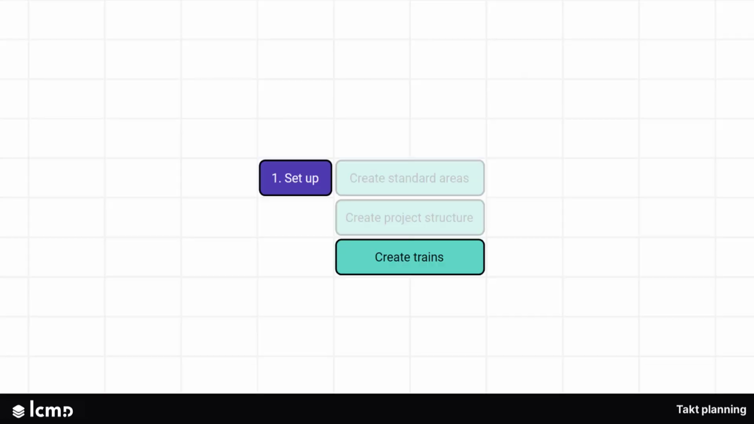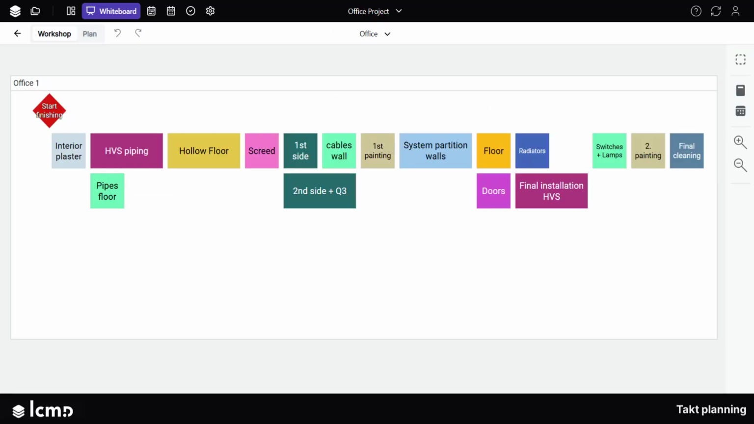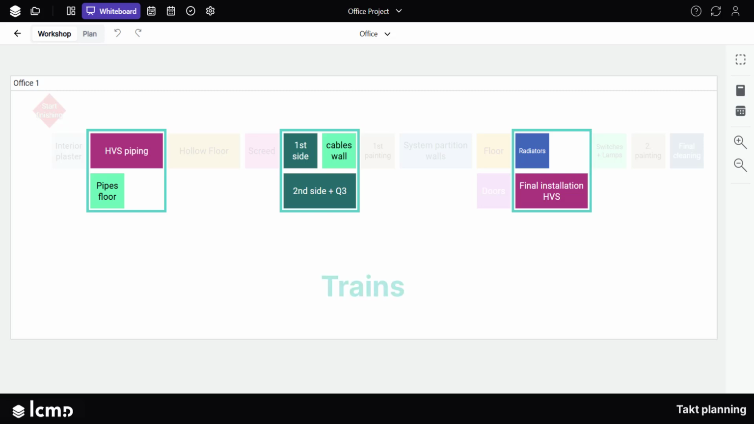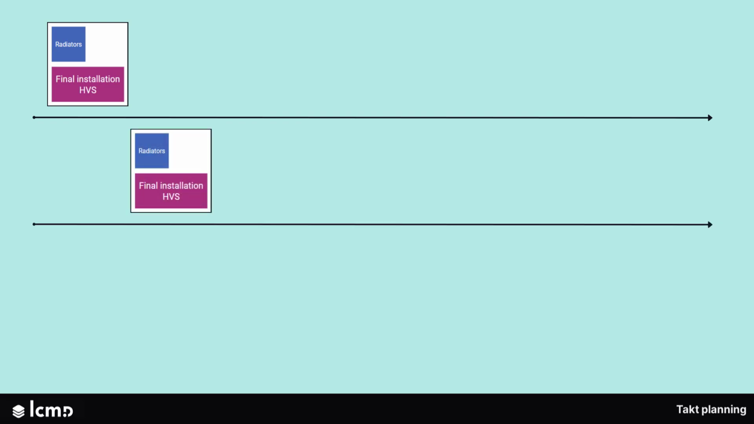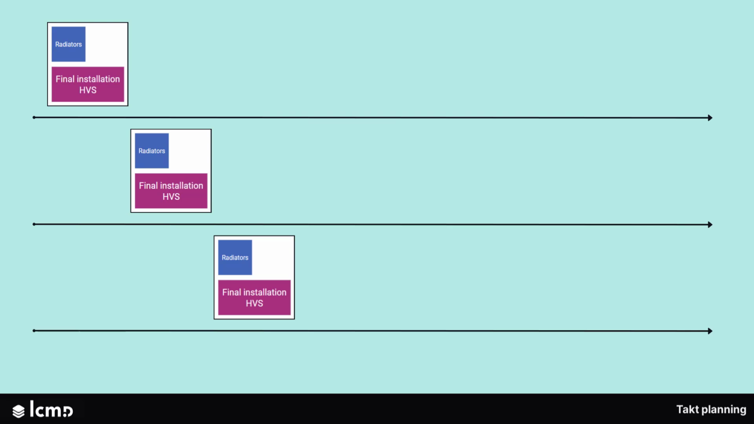Create trains. In the whiteboard, group several processes in such a way that they can work well together. These combined groups are called trains. Pay attention to approximately equal durations to be able to use the potential of the takting well. Trains run in the takted process plan from one standard area to the next, and thus ensure a flow.